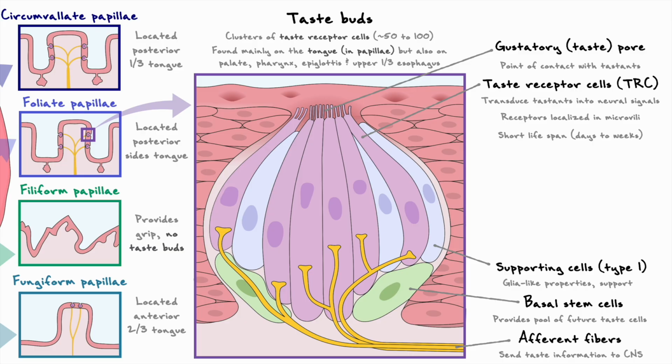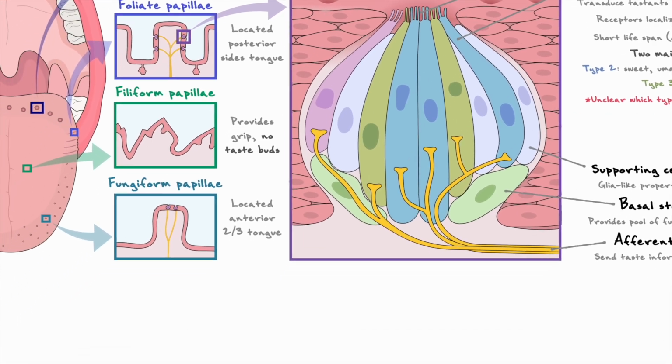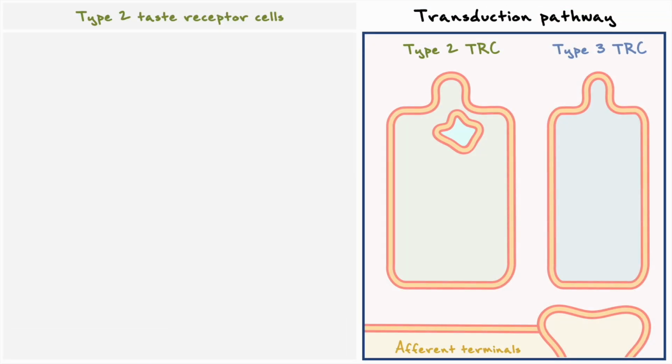For type 2 and 3, those are both divisions of taste receptor cells. As we will see in a bit, there are 5 main taste qualities that we can sense: sweet, umami, bitter, sour, and salty. Type 2 cells, here in blue, are responsible for sensing the first 3 types, so sweet, umami, and bitter, and type 3 cells, on the other hand, in green, sense the sour taste. Unfortunately, it is unclear as of yet which type senses the salty taste. With this in mind, however, we have what we need to discuss the transduction pathway for each taste hint.